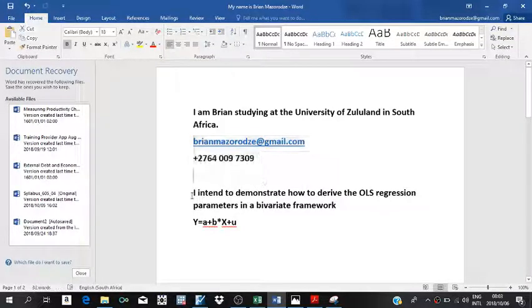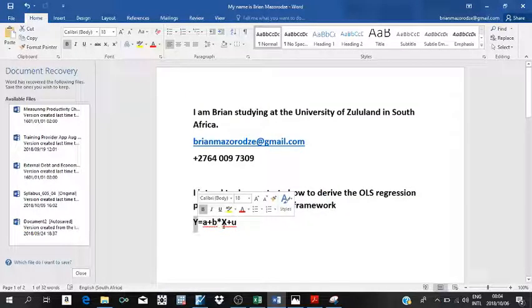So I intend to demonstrate how we derive the OLS regression parameters in a bi-variate framework. A bi-variate framework is a scenario in which you have two variables, one the dependent and one independent variable. B, what you see is the slope. A is our intercept. This is the error term which captures the impact of all other factors that may affect Y but are not necessarily included in the model.